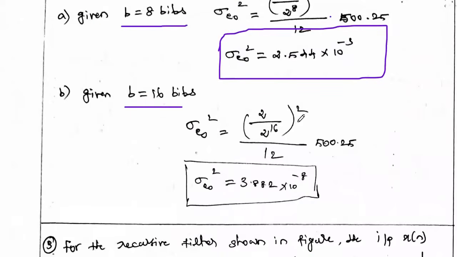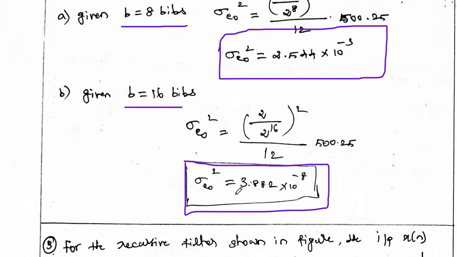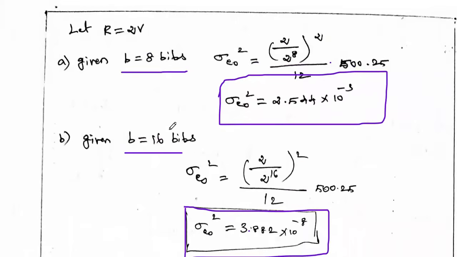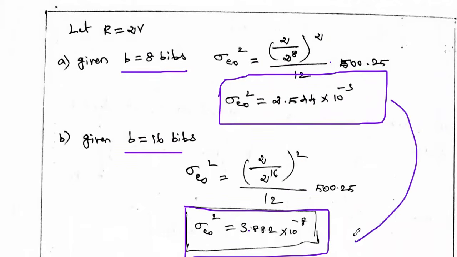So you see 2 by 2 to the power B, where the value of B is 16, the whole square divided by 12, into 500.25. If you calculate, the answer is 3.822 into 10 to the power minus 8. This is the output quantization noise power if the number of bits used is 16 bit. You just check these two answers.